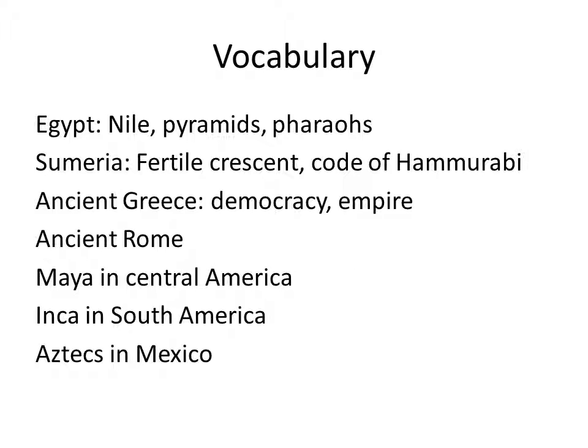The book talks about different civilizations from ancient times. The Egyptian civilization on the Nile River with its pyramids and pharaohs. The ancient Sumerian civilization, which is on the Fertile Crescent in present-day Middle East, and the laws called the Code of Hammurabi. Ancient Greek civilization, from which much of Western culture derived the ideas of democracy, in one of the early empires around the Mediterranean.